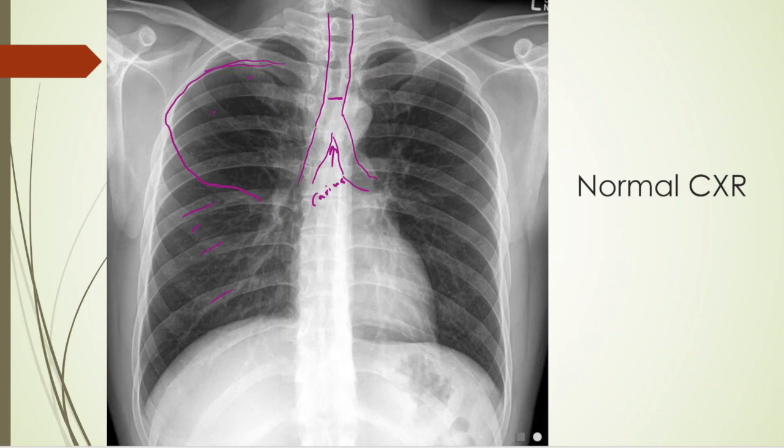Clavicles, no fractures. Look at the vertebrae, they look fine. Any parts of the shoulders that are in view, and they look fine. So that's B of the ABCDE method.